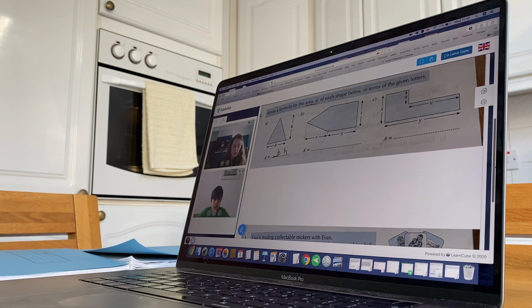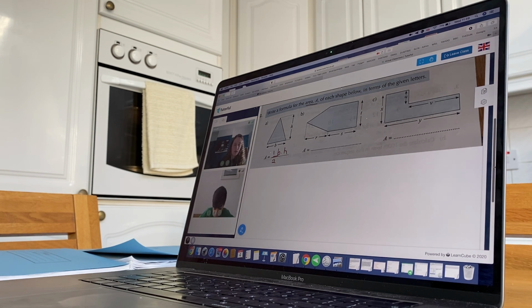Width, W. Not A. A half? How is it a half? Because this was just something that you would have learned. So if you didn't know it, then you've learned it now.